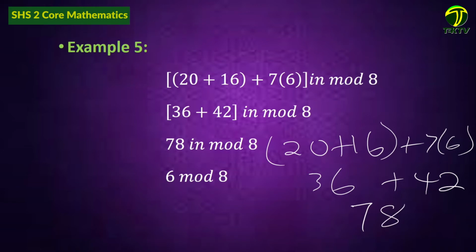Then you have to convert the 78 to the stated mod, that is mod 8. So let's change 78 to mod 8. This time, thank God, it's a positive number, so we go back to how to change a given number to a stated mod. 78 in mod 8. 8 goes into 78 how many times? 8 times 9 will give us 72. And then when you take the 72 from 78, you'll be left with what? 6. So in this case, our final answer will be 6 mod 8. So 20 plus 16, all in bracket, plus 7 times 6 will give us 6 in mod 8.